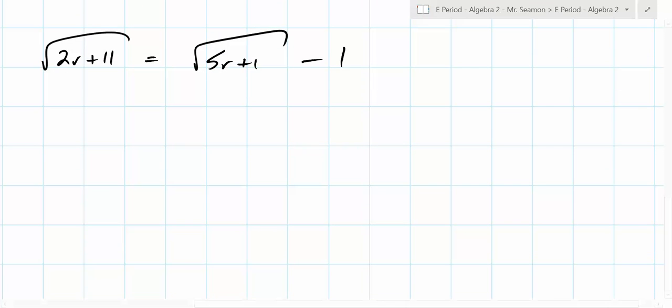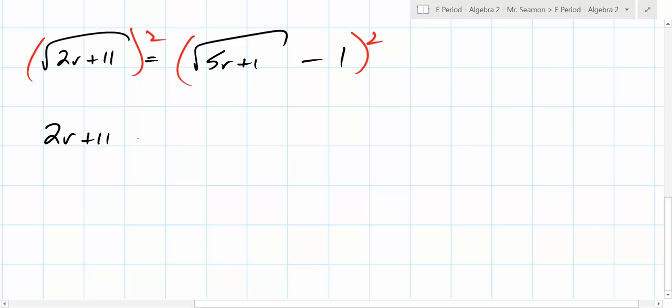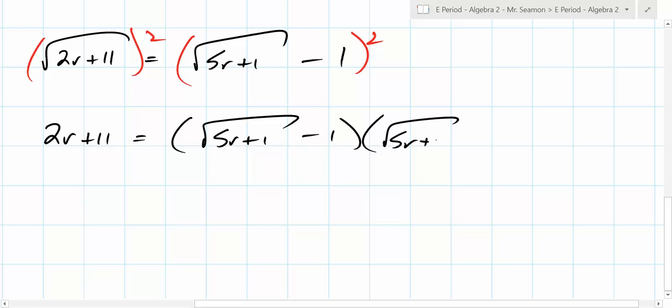Now what do you have to do? What's your only option? You have to square both sides. And remember, you're squaring both sides. So it's going to be 2r plus 11. But then on this side, you'll have 5r plus 1 minus 1 and 5r plus 1 minus 1.